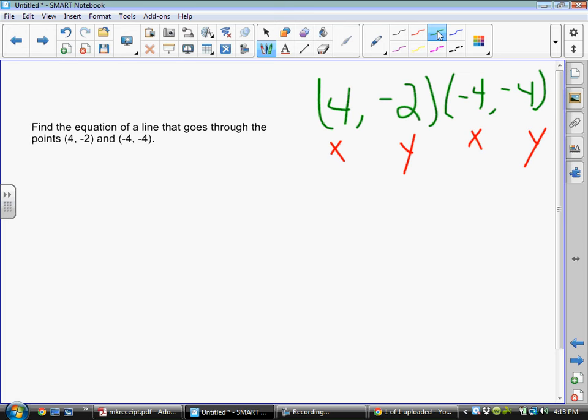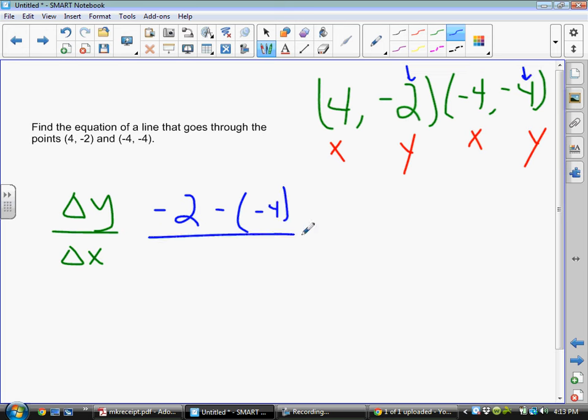So then I need to find the change in y. I'm finding this for my slope. Change in y over change in x. That's what the triangle means. So this time, since I like to do things on the right, we're going to go backwards and start with this number first. So I'm going to say -2 minus the other y value, which is -4, divided by this x value, 4, minus the other x value, -4.